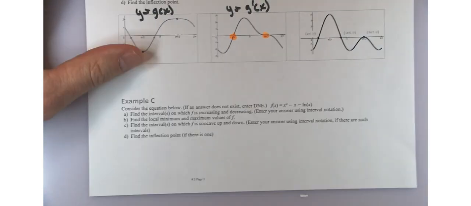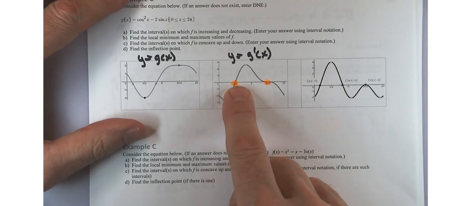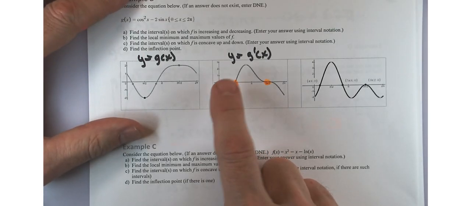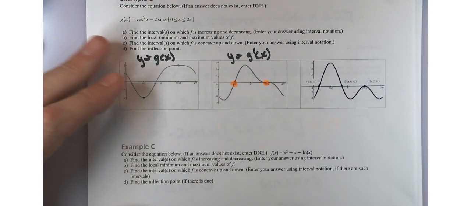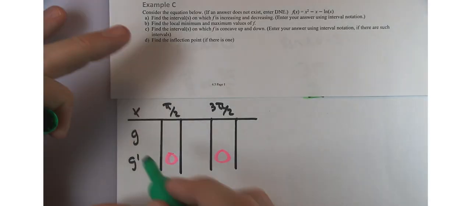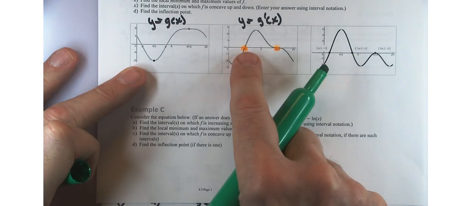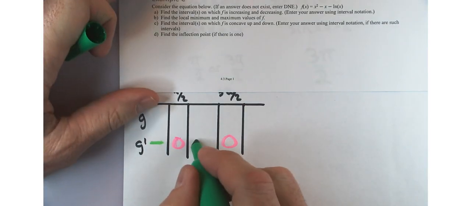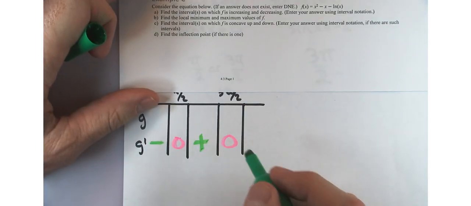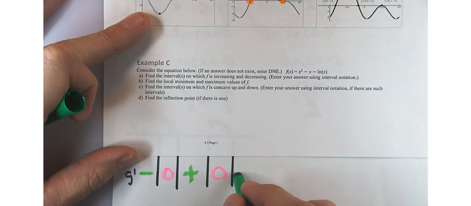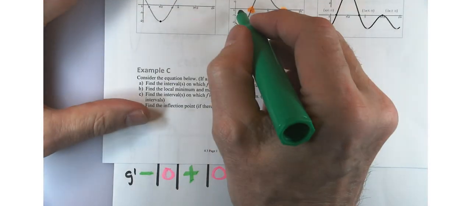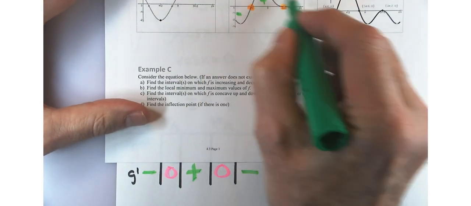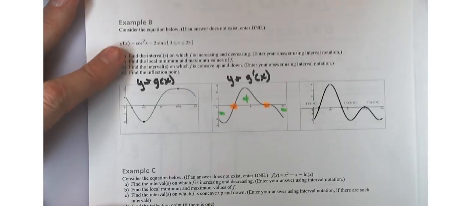So, okay. To the left of pi over 2, is the derivative positive or negative? Yeah, it's negative because it's below the x-axis. So let's put a negative there. And then between pi over 2 and 3 pi over 2, the derivative is positive. Then what happens to the derivative? It's negative. So negative, positive, negative. Does that match with the graph?